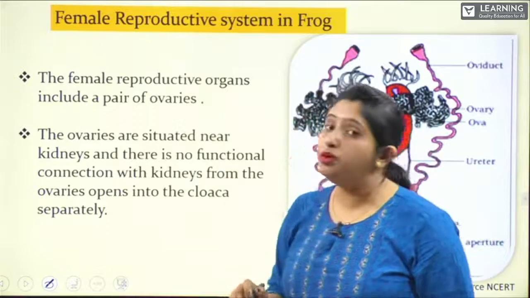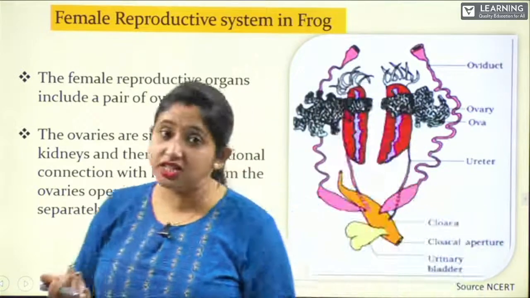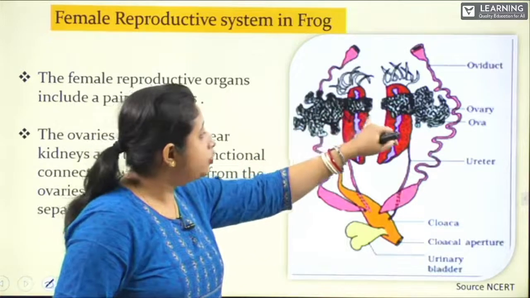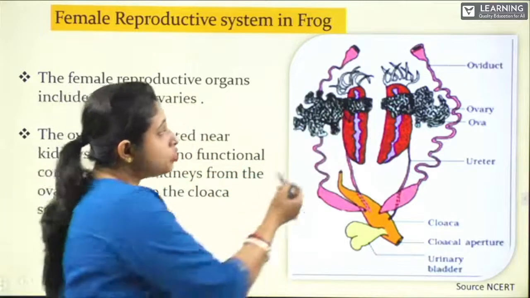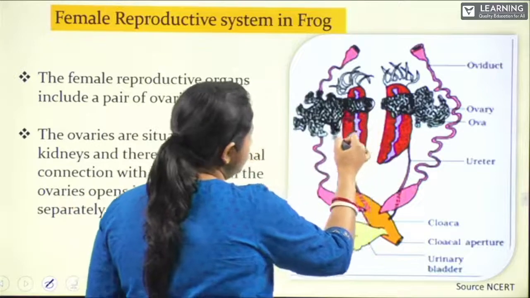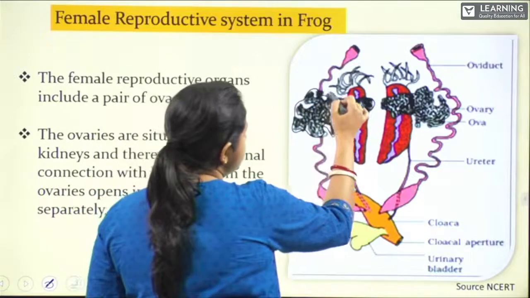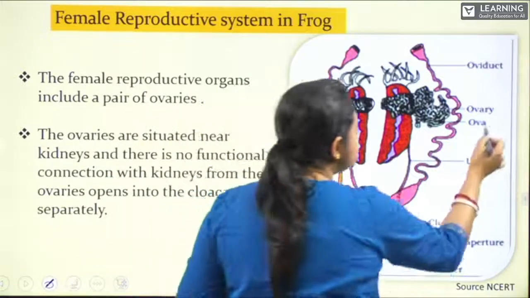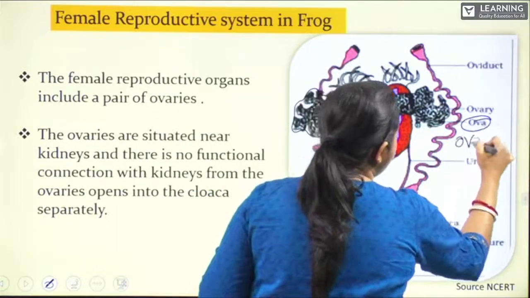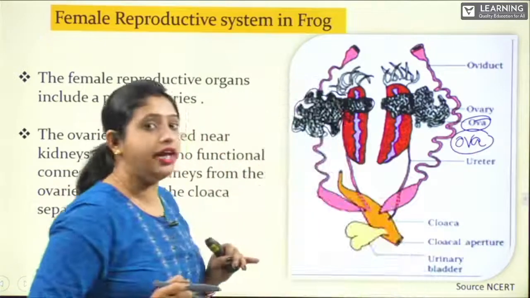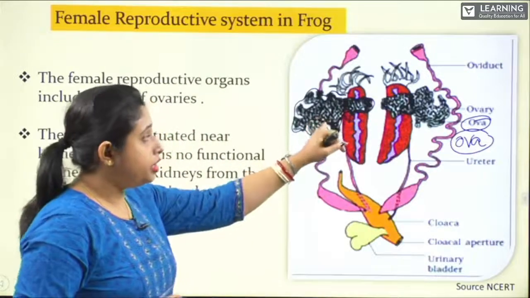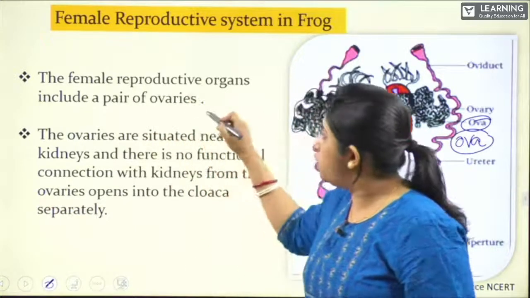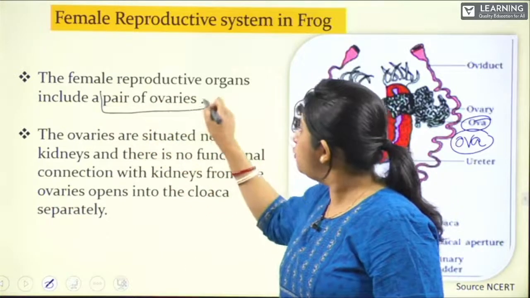In the case of the female, how does reproduction take place? As you can see here, they have ovaries, which are also attached to the kidney. They secrete ova, which means eggs. So from the ovary, the ova are secreted. The female reproductive organ consists of a pair of ovaries.